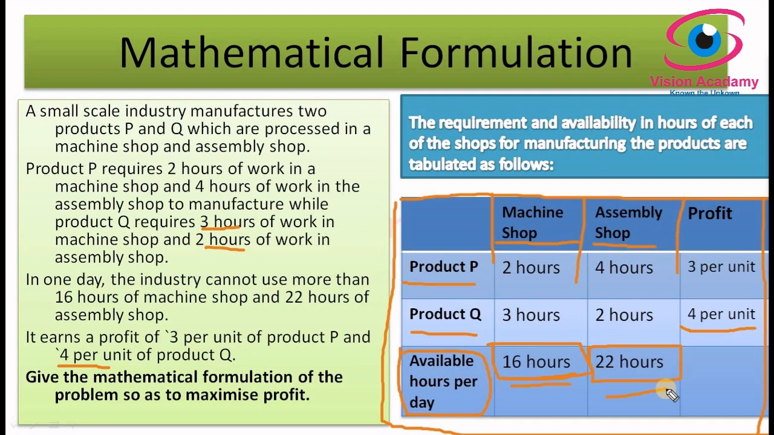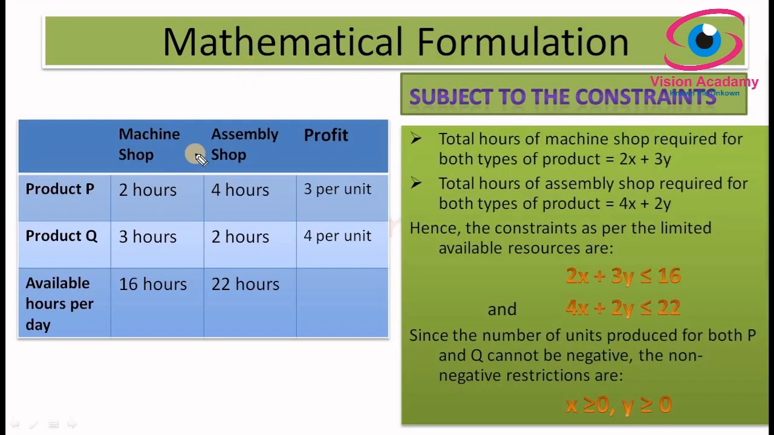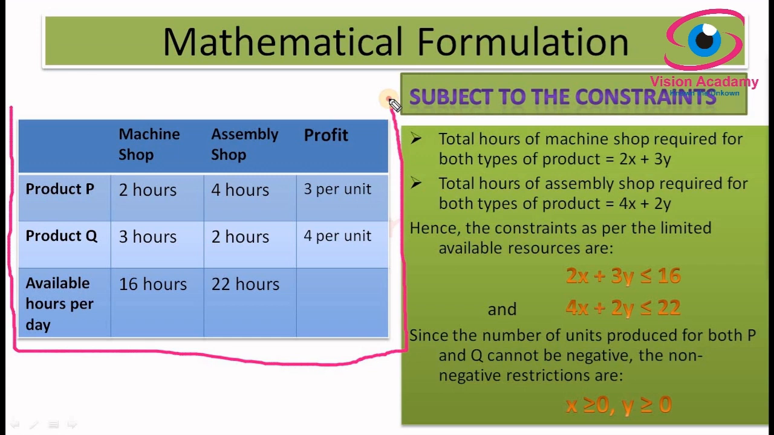So after making a tabulation like this, it is very easy to derive everything you have to derive. Then let us move to another slide. Here I have just copied the tabular form we made in the last slide: product P, product Q, available hours per day, machine shop, assembly shop, profit. Let us make a mathematical model and derive the subject to constraints.